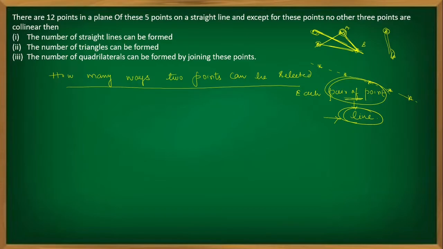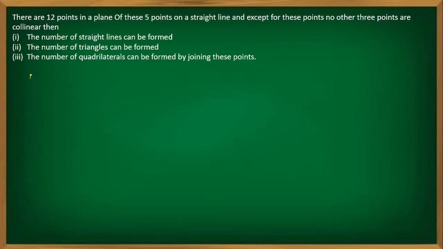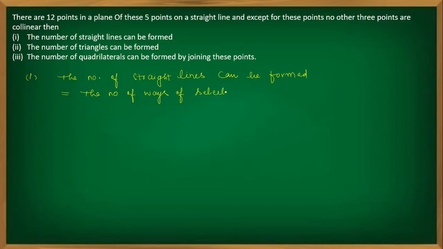So now you see, the answer for the first question: the number of straight lines that can be formed is equal to what? The number of ways of selecting 2 points, correct? The number of ways of selecting 2 points.